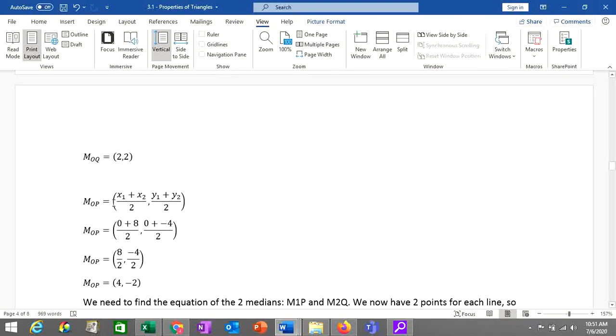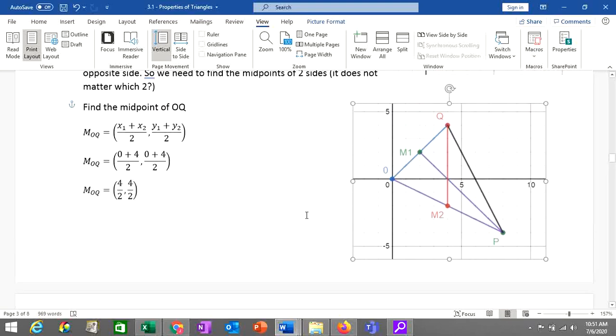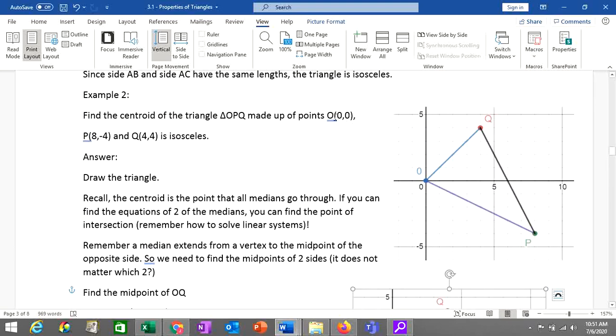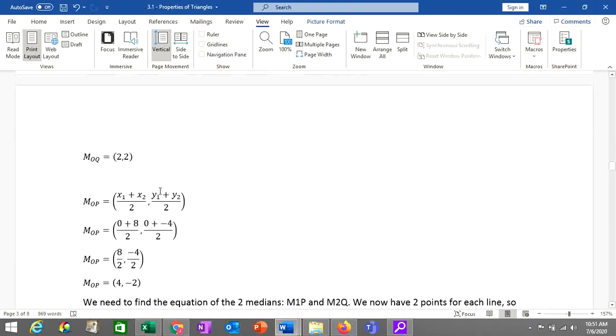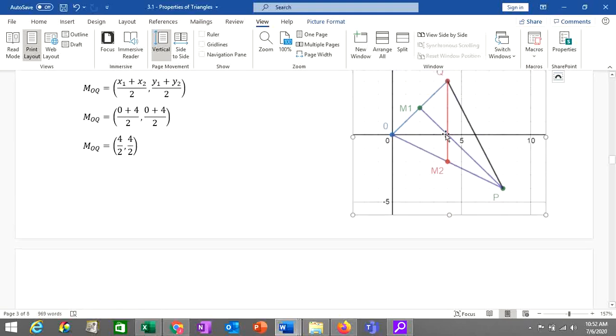Let's find the midpoint for OP. So we're going to find the midpoint M2. So O and P, we go and look at our points again. So O is 0, 0, P is 8, -4. So this could be x1 and this could be x2. This could be y1, this could be y2. So we plug that into the formula, and we get 4, -2 as the midpoint for OP. And 4, -2, yeah, that looks about right. So we now have this point, and we now have this point.